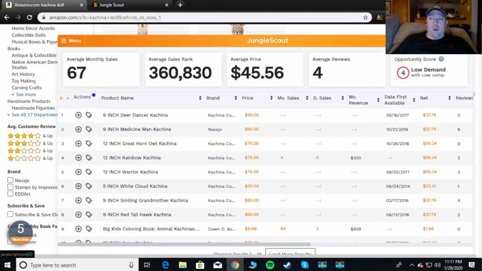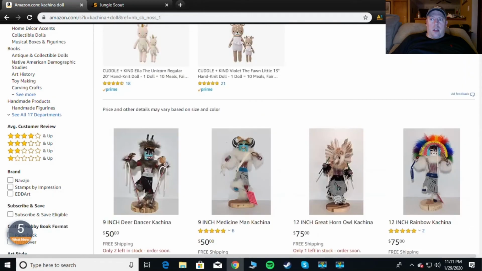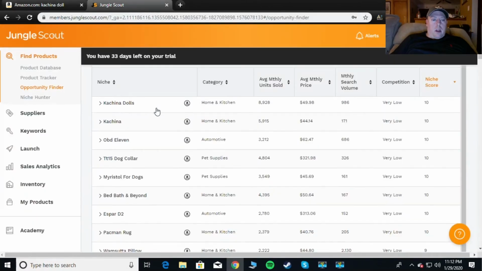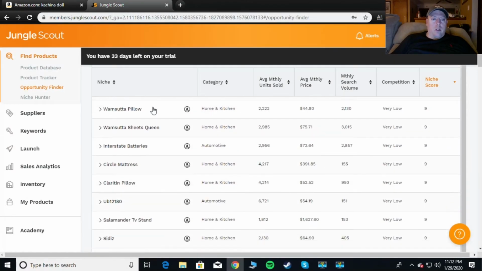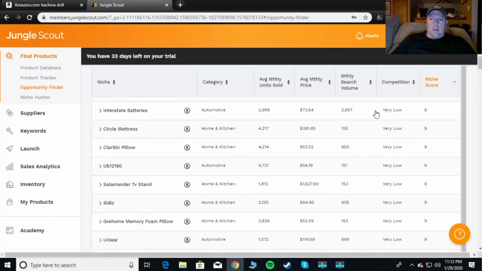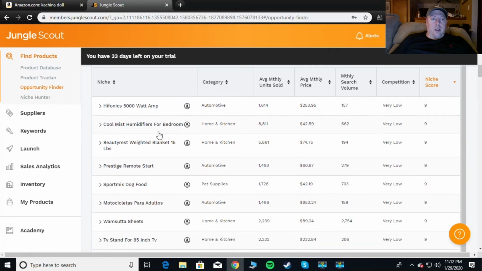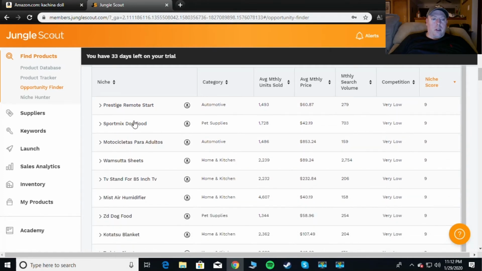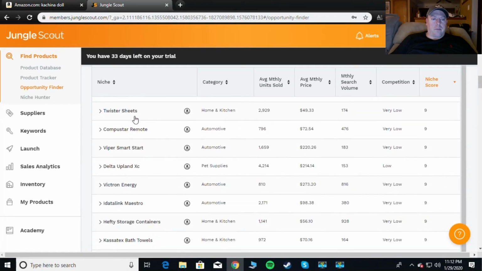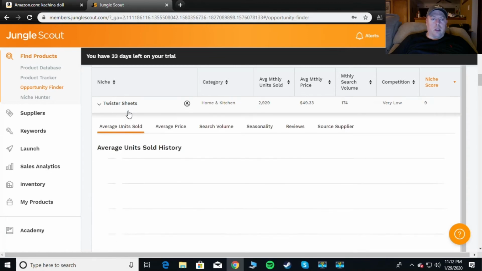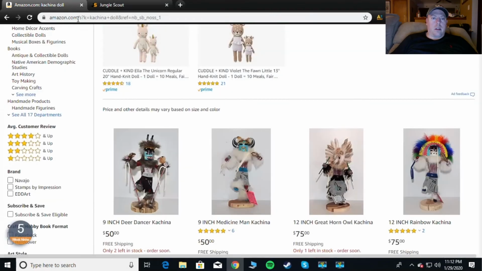It might have something to do with low demand, low competition. We don't want that, but maybe it's just popping up because it has something to do with some kind of festival or some kind of yearly thing. I'm not sure, but anyway, let's move on here real quick. Let's see what else we can find. So, very low competition. I'm always wary of those because everybody's going to be jumping on those. Twister sheets. What in the world is that?